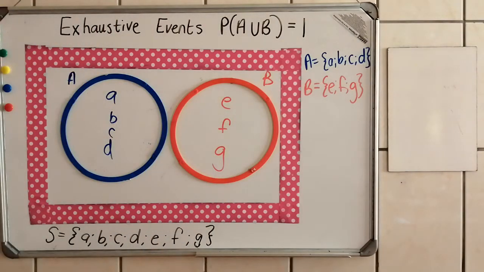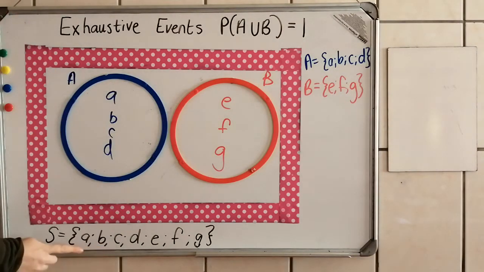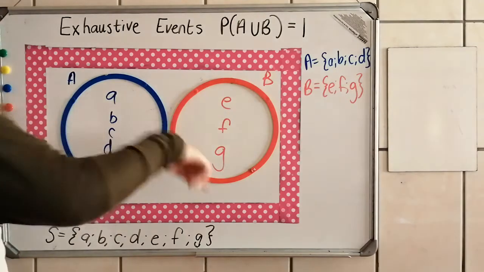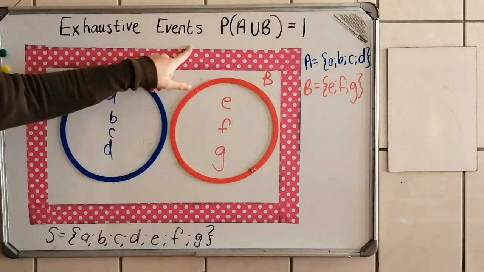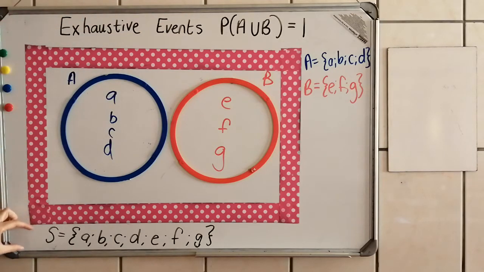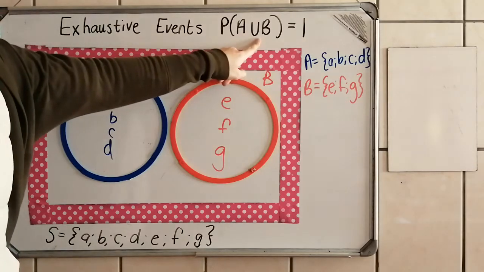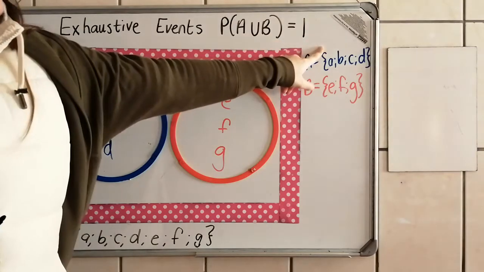Do you see how nothing else remains in my sample space? Because my sample space was made up of A, B, C, D, E, F, G. And I've got all of those inside one of my events. So this is an exhaustive event. It's used up the whole sample space. Now, very important. In exhaustive events, the union of the exhaustive events always equals 1.